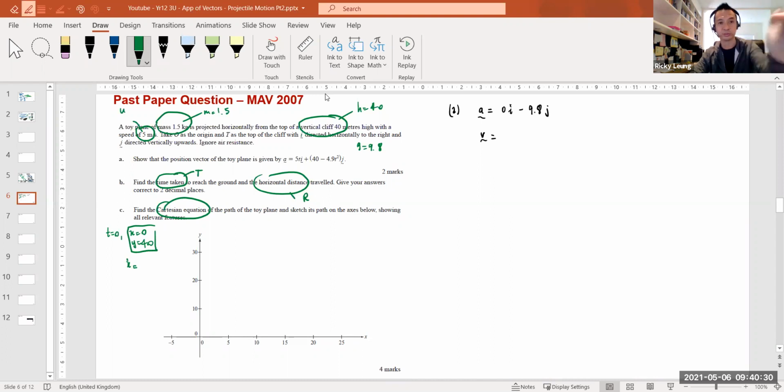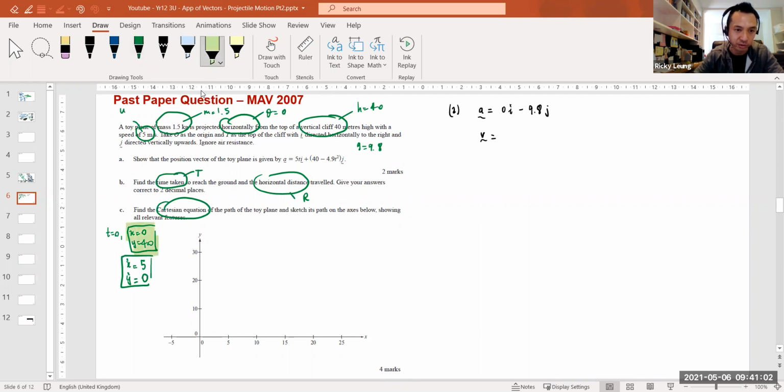The toy plane is projected horizontally, so theta is 0. What that means is horizontally I've got u cos 0, and u is 5, so that's just 5. Vertically, sine 0 is 0. That makes sense, because if I'm just projecting horizontally there is no initial vertical velocity. So I'm going to use these 4 elements to find my 4 constants when I integrate. It's much cleaner because it's horizontal, and there's no initial vertical velocity, so it makes life a bit easier.